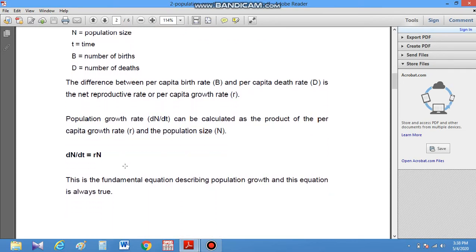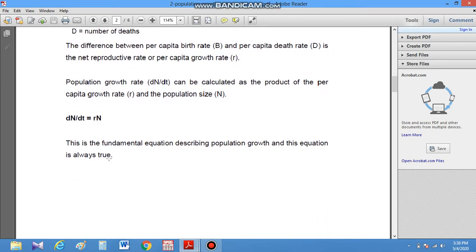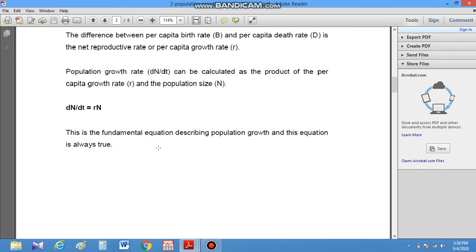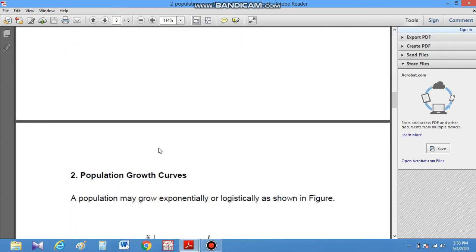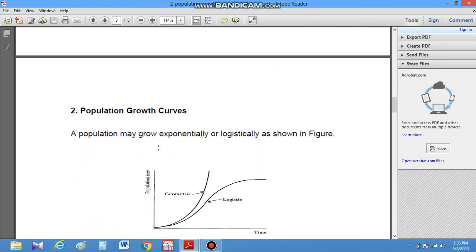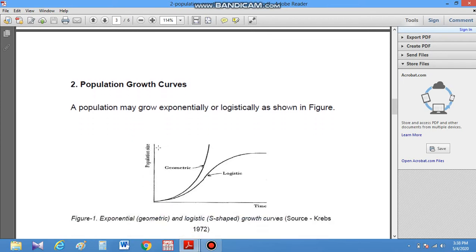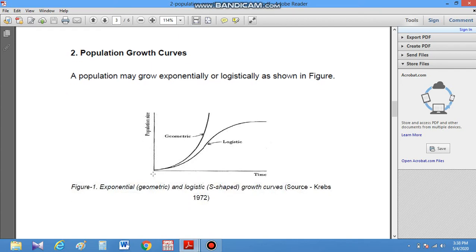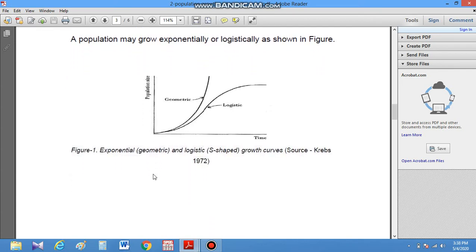Later, population growth is represented by dN by dt equals rN. This is the actual equation through which the population growth rate can be measured. On the basis of this, two types of graphs can be plotted. On the x-axis we plot the time duration, and on the y-axis the population size. According to how the population is growing, two types of growth curves are obtained.